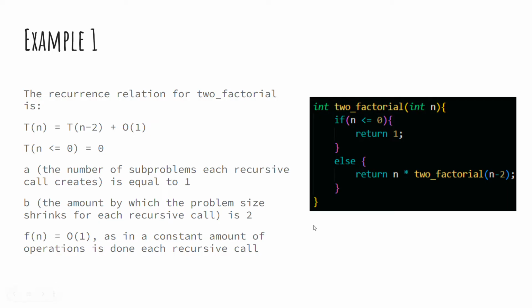In this case, a problem of size n becomes a problem of size n minus 2, and then f of n. Here f of n is n times the 2 factorial of n minus 2. Once we know that, it's just the product of these two numbers, so it's big O of 1 because it's a constant amount of operations. And that's how we get T of n equals T of n minus 2 plus big O of 1.